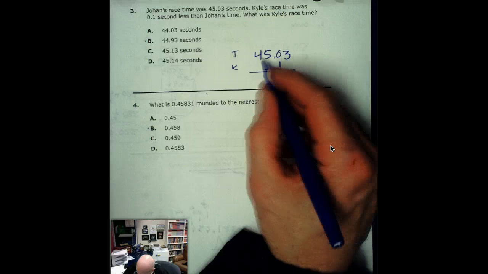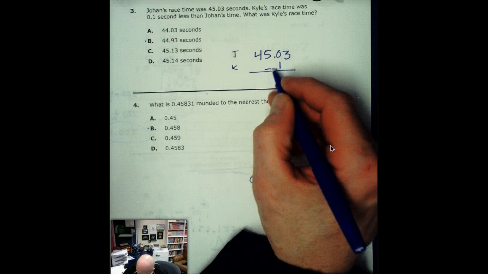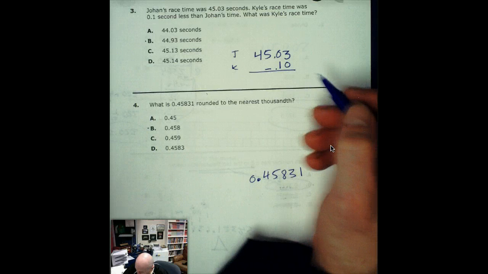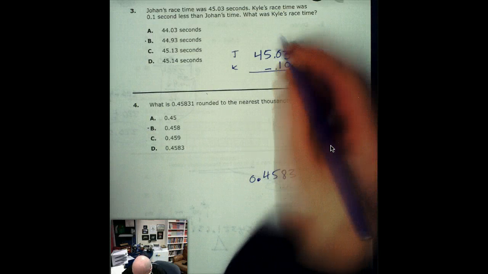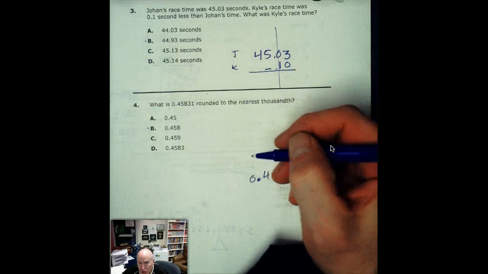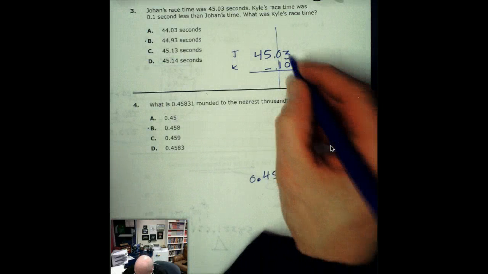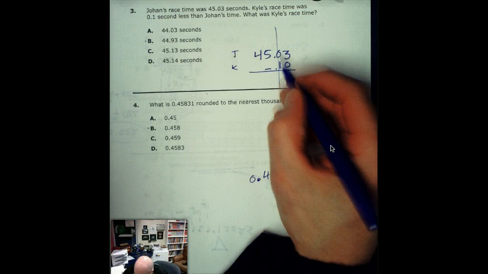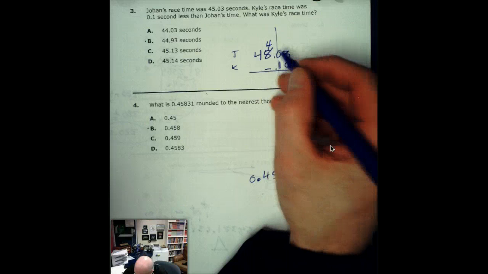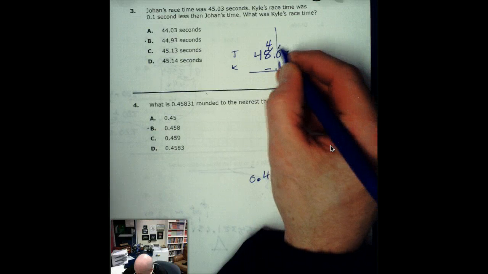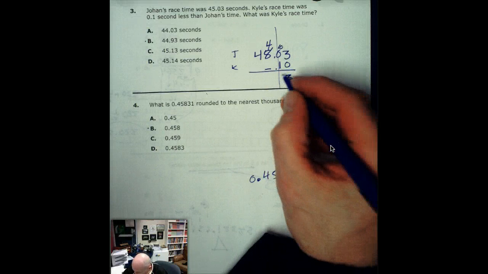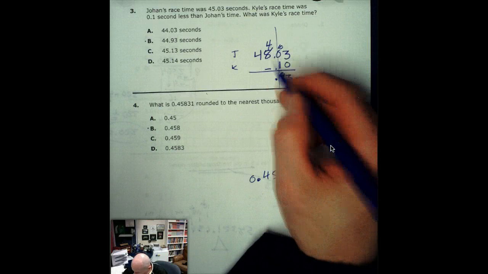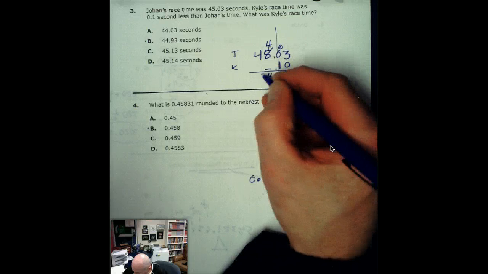So 45.03 minus 0.1. Now I don't like that, so I put a placeholder in there, 0.10. It helps me out. I've got my decimals lined up here. That's what's important when adding or subtracting decimals. So 3 minus 0, that is 3. 0 minus 1, I can't do that, so I'm going to go over here and I'm going to trade. That becomes a 4. Now I've got 10 here. 10 minus 1 is 9. There's my decimal point. And of course 4 minus 0 is 4. 4 minus 0 again is 4.